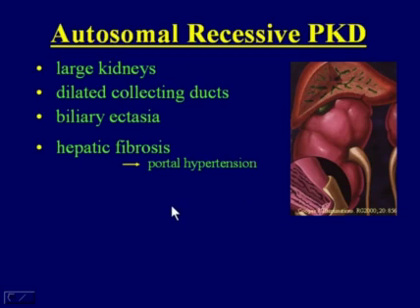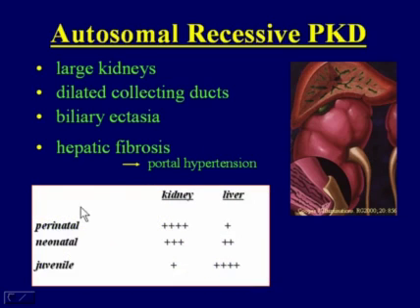Now, the second inheritable form I'm going to talk about, I talked about a non-inheritable form, that's MCDK, is an inheritable form of cystic renal disease, autosomal recessive polycystic kidney disease, which can result in mass-like enlargement of the kidneys in neonates. The hallmark is the kidneys being large, with dilated collecting ducts, or renal tubular ectasia. Biliary ectasia is an important part of that condition. And you may also see elements of hepatic fibrosis, not usually so much in the young, but more often in the child who presents at an older age.